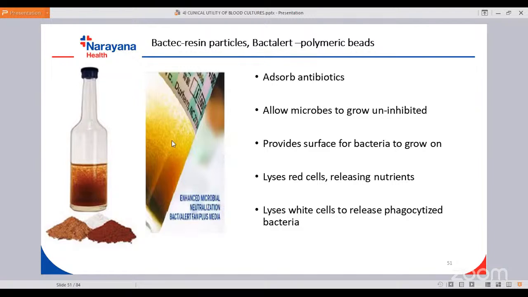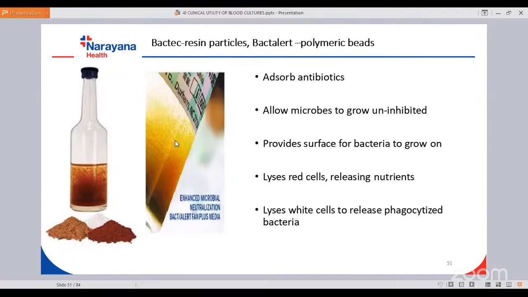They're known as resin particles or polymeric beads. Okay, they're small sabudana-like particles present in the bottle. What it does is, when you're adding blood to it, the blood has the organism and also the antibiotic. So it takes the antibiotics, catches hold of them, and gets them absorbed on its surfaces. It doesn't allow the antibiotic to work on the bacteria.